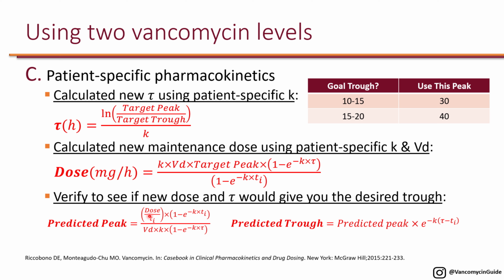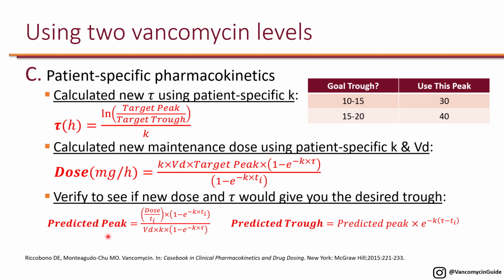So you make sure that you use the appropriate ti, and then 1 minus e to the negative k. Again, this is the k that we calculated, and this is the same ti that you put here, divided by volume of distribution that was just calculated, the k that was calculated, times 1 minus e to the negative k times tau. So this is the tau that was calculated here. And then once you get the predicted peak, you use this equation to see what the predicted trough would be. And again, you use the tau minus ti. Again, ti has to match your dose, so whatever dose you calculated here, the ti has to match it.